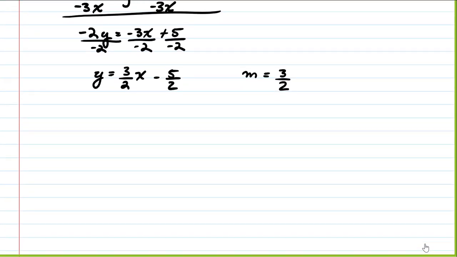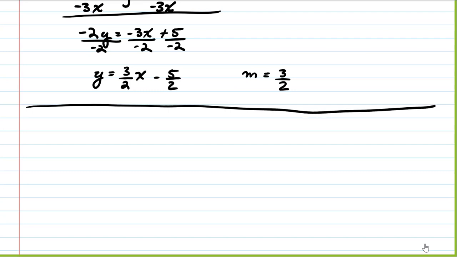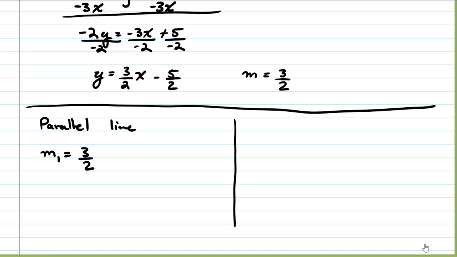So our slope is going to be positive 3 over 2. So now we really have two problems that we need to deal with. We have the parallel problem. If the lines are parallel, we know they're going to have the same slope, so its slope is going to have to be 3 halves. For our perpendicular line, we know their slopes are going to be negative reciprocals, so our slope here is going to be the opposite reciprocal.